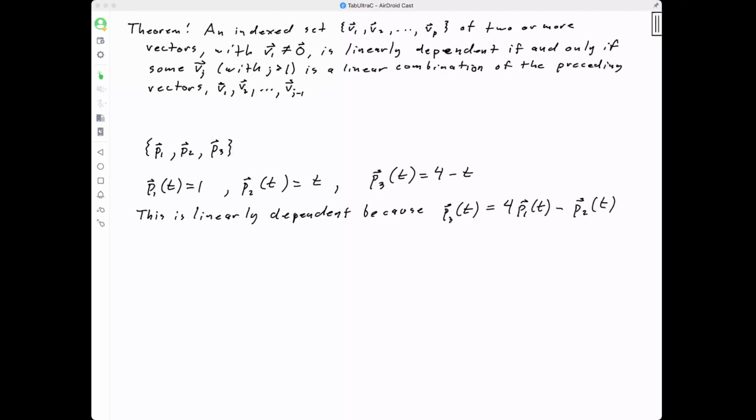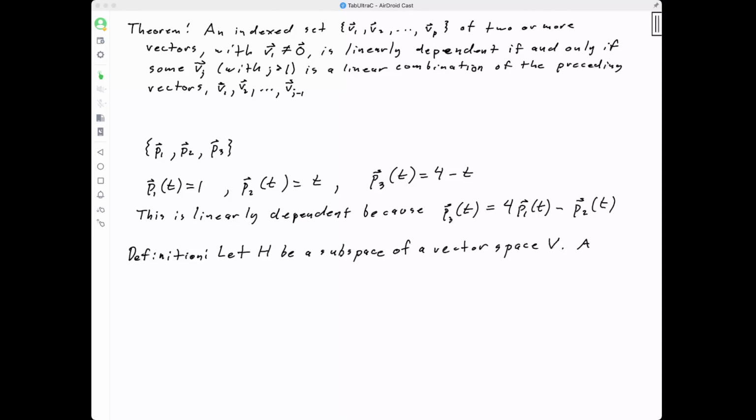And this leads to a definition. And this is an important definition. So we're going to say let H be a subspace of a vector space V.